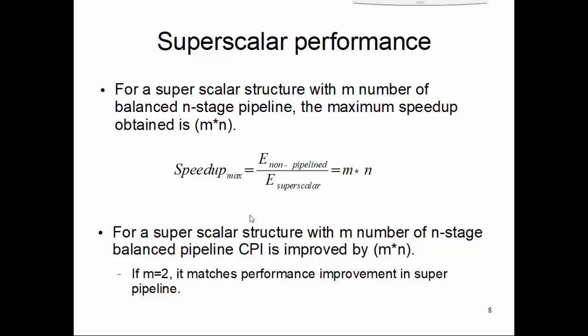So for a superscalar structure with M number of N-stage balanced pipelines, CPI is improved by M multiplied by N. That means if M is 2, it matches the performance improvement of a super pipeline. Remember, in the super pipeline, we executed the pipeline stages at each half clock cycle time, which basically improved by 2N with respect to the baseline non-pipeline system. Now, if you deploy a superscalar system which has 2 pipelines, it matches exactly that performance improvement, 2x.